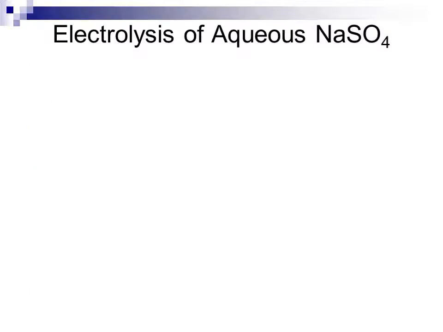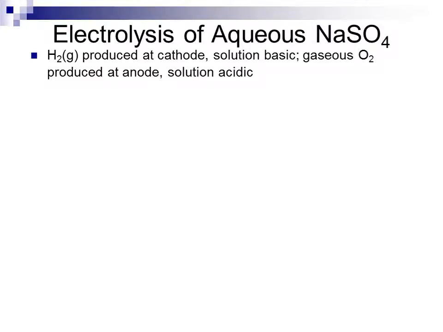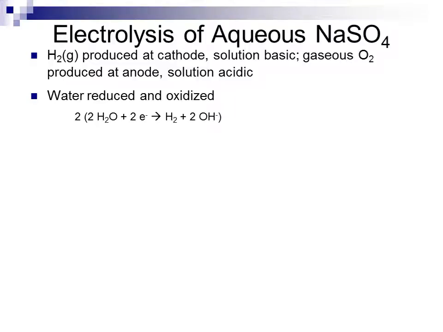Now looking at the electrolysis of aqueous sodium sulfate, we see that both hydrogen and oxygen gases are produced. So we have hydrogen produced at the cathode and oxygen produced at the anode. The solution near the cathode will be basic, and the solution near the anode will be acidic. In this case, water is both reduced and oxidized in this process. Water gaining 2 electrons will produce hydrogen gas and hydroxide. Water will also go to oxygen plus hydrogen ions and 4 electrons. So we're overall going to be producing both hydroxide and hydrogen in this process, liberating hydrogen gas and oxygen gas.